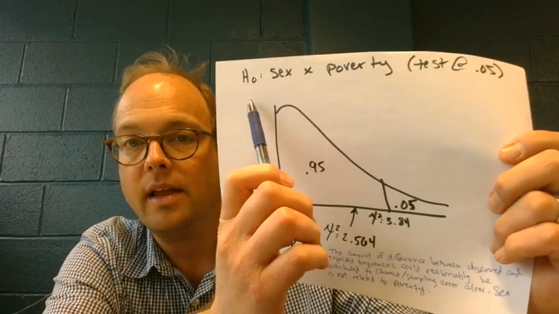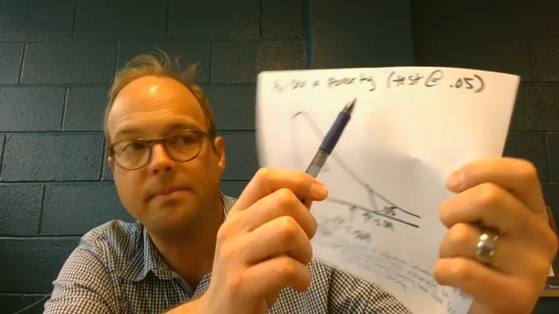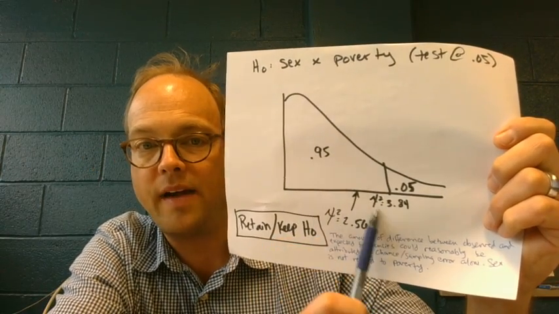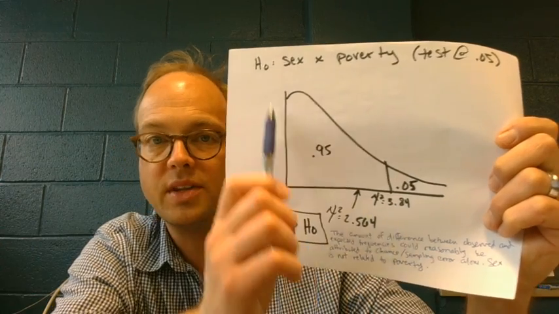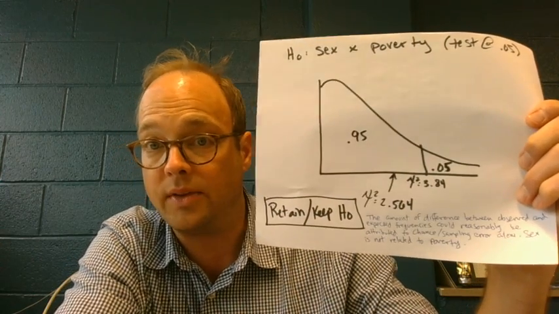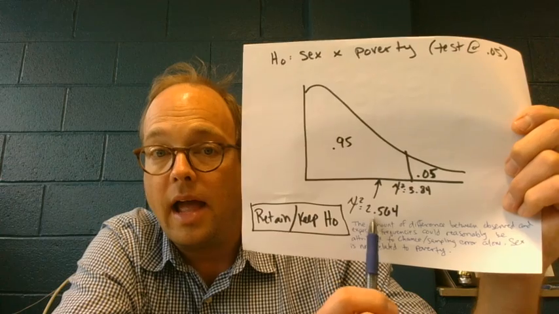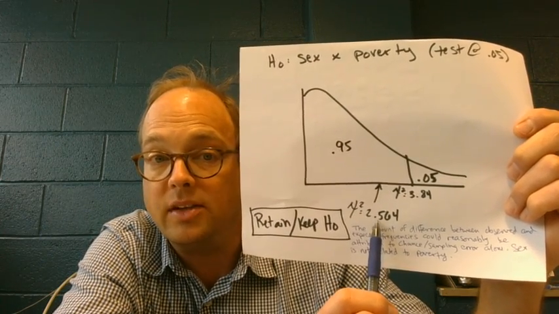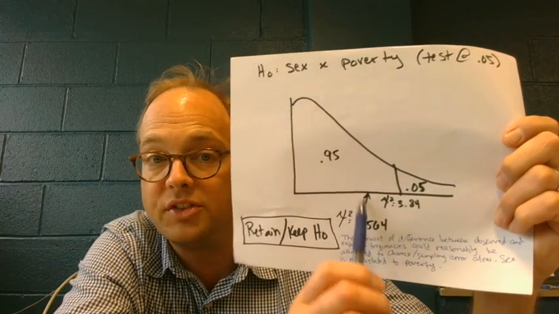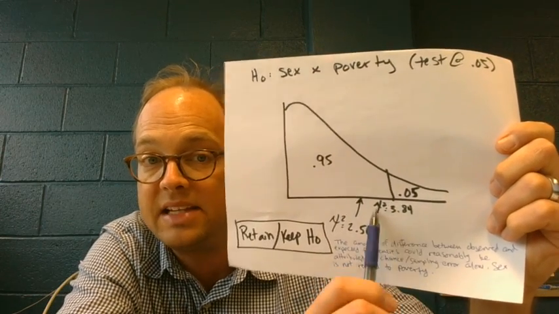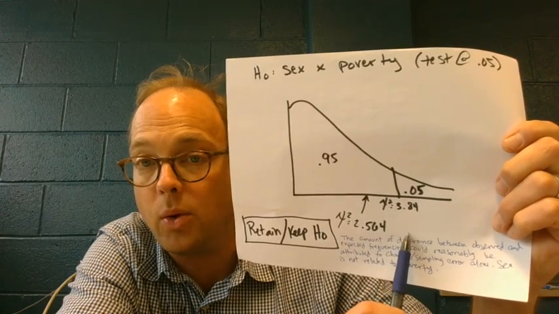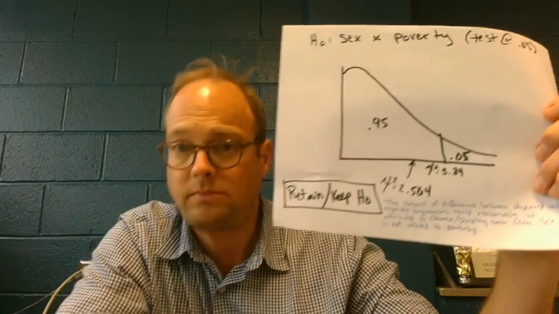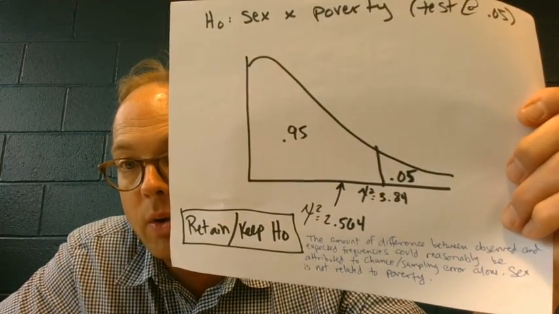Same stuff. Null hypothesis, sex and poverty are unrelated. Test that at the 0.05 level. 0.05, 0.95. Tabled chi-square value 3.84. So this is all the same from the previous handout that I just showed you. Except here I placed where the data generated chi-square value would be, 2.564. 2.564 falls somewhere in the body. It does not exceed. It was not greater than 3.84. Therefore, we retain or keep the null hypothesis of no relationship.